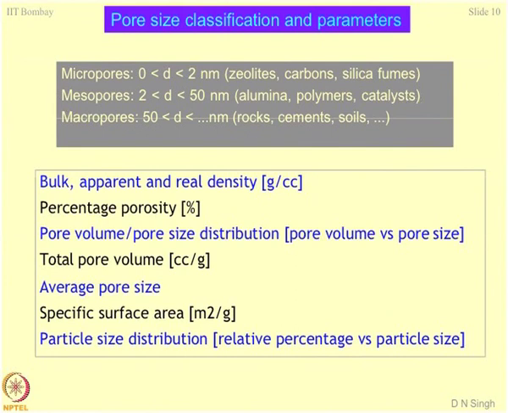Now, these are the parameters which one will normally look for from the analysis: bulk property, apparent and real density, percentage porosity, pore volume, and pore size distribution, that is, pore volume versus pore size. Rather than particle size, pore size is more important. This is what I am trying to emphasize here. It is the pore volume versus pore size, not the particle size. The total pore volume is the total volume divided by the unit weight of the material. Then average pore size, specific surface area of the material, and particle size distribution, that is, relative percentage versus particle size. So this information you should be getting from a typical mercury intrusion porosimetry.